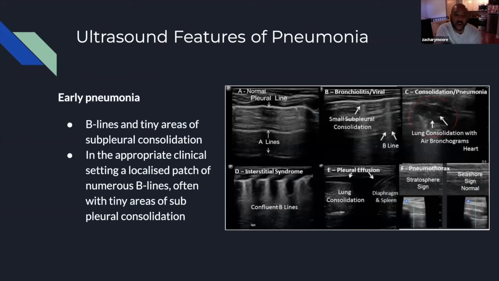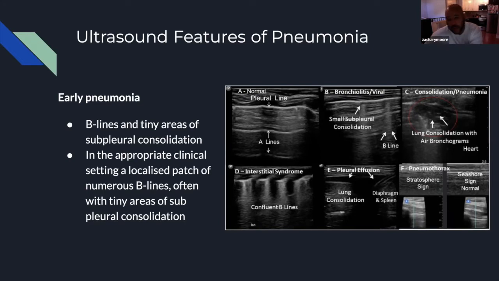I know there's a lot going on in this slide, but if you draw your attention to the first picture right here, this is just a normal ultrasound. You see the pleural line, you see the horizontal artifacts, which are the A-lines. If you look below it in D, you see confluent B-lines. And these B-lines are just artifacts where the fluid-filled alveoli are surrounded by air-filled lungs. The B-lines are just like a sharp, path-like reverberation that occurs.